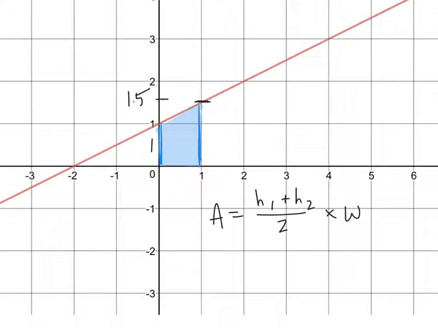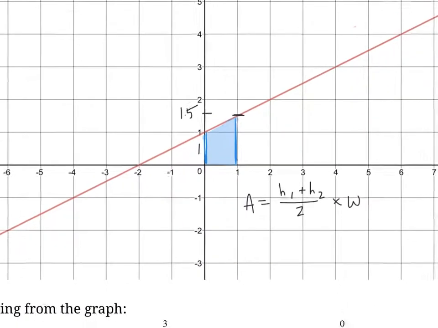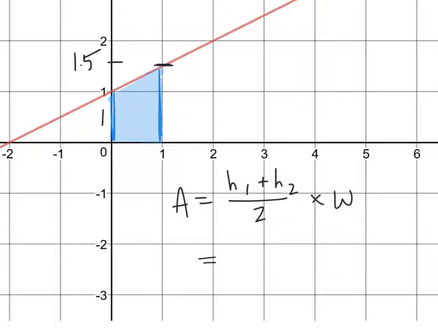So in this case, for this first one here, I'll do this here. h1 is going to be 1. h2 is 1.5, divided by 2, times the width of just 1.